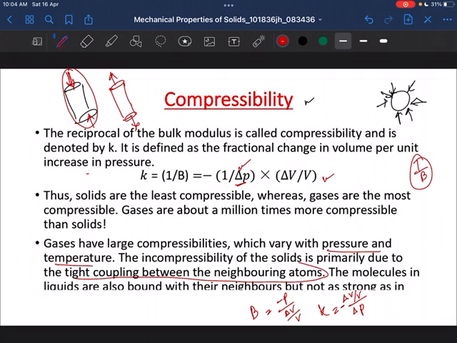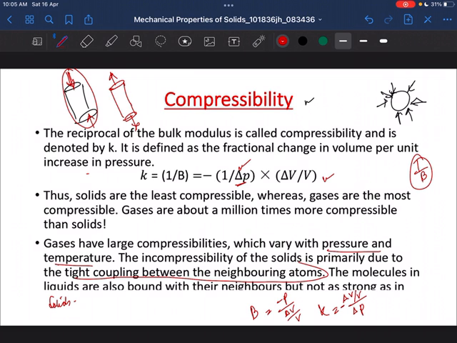तो the reason is that कि solids को हम लोग ज़्यादा compress नहीं कर सकते कि इसका compressibility बहुत low है. The reason is because of the tight coupling between the neighboring atoms. तो एक atom के दूसरे atom के साथ tight coupling है, interatomic forces से they are tightly coupled. So that's why यहाँ पर compressibility बहुत कम है. The molecules in liquid are also bound with their neighbors, but not as strong as solids. But still, it is strong as compared to gases. Gases में they are not that much of strong, so इसीलिए compressibility बहुत ज़्यादा है gases का.